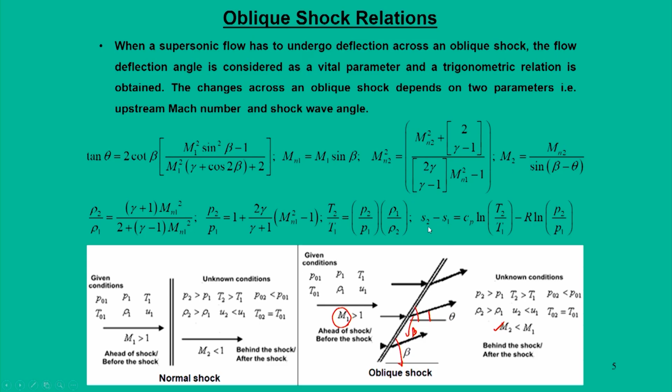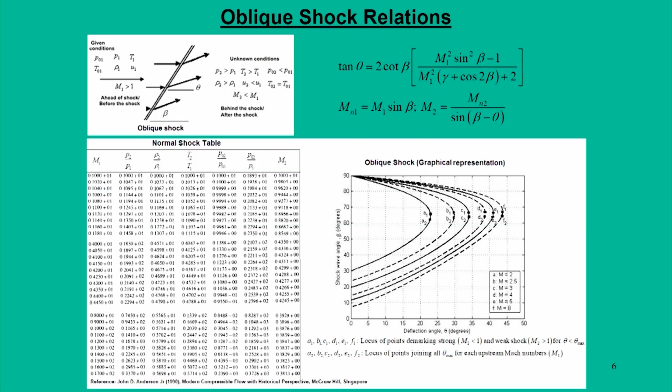Then also we can find out entropy change across the oblique shocks. So, what we have discussed so far, this theta-beta-M relation and this normal shock Mach number and M2 calculations, gives the complete information for an oblique shock.